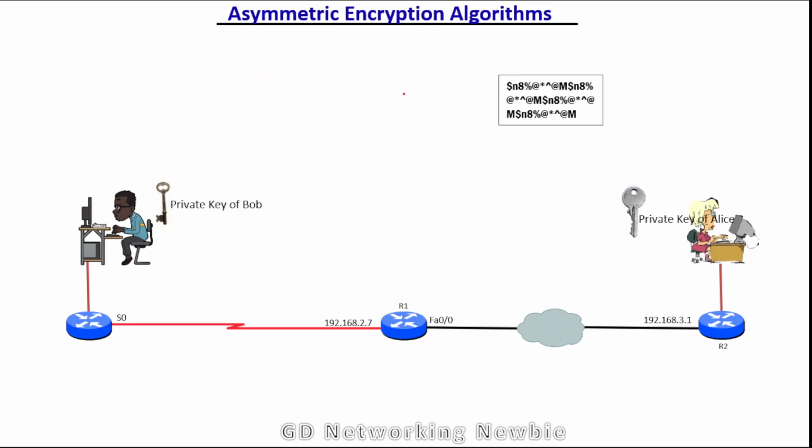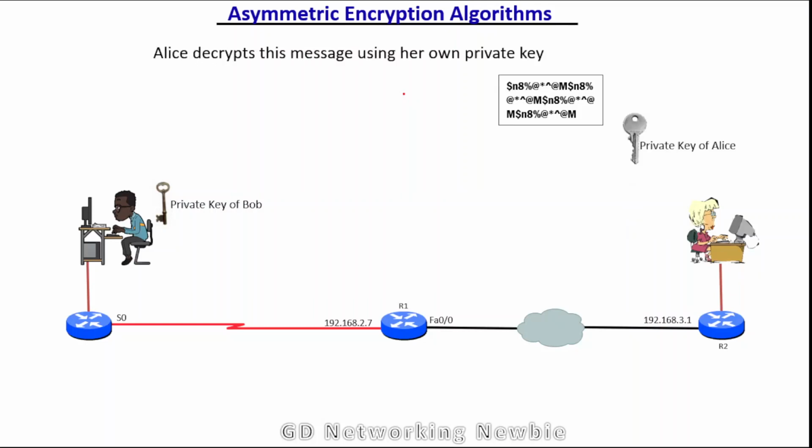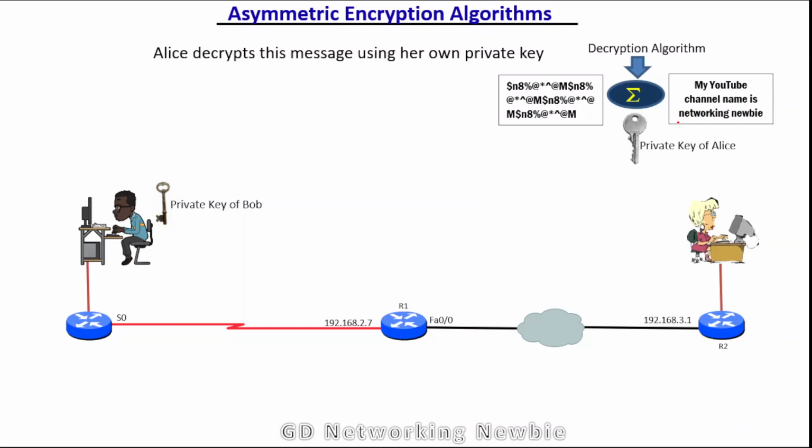Let's say Alice has received this message. After receiving it, Alice will use her private key and some decryption algorithm. With the help of that private key, Alice can recover the original message. The most important thing is that if anyone has encrypted a message with the public key of Alice, then only the private key of Alice can decrypt that message.